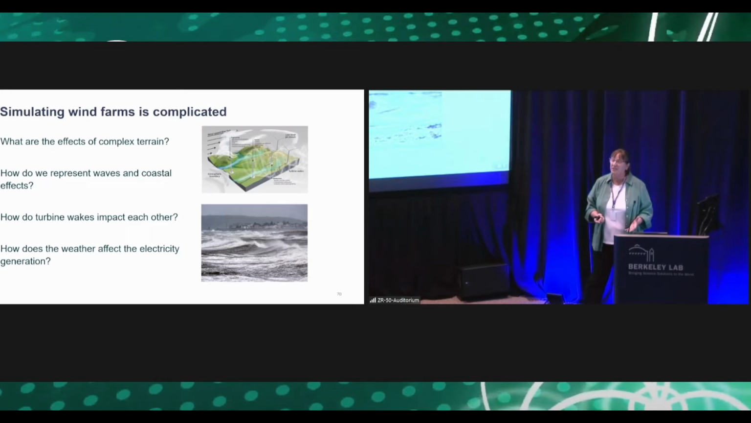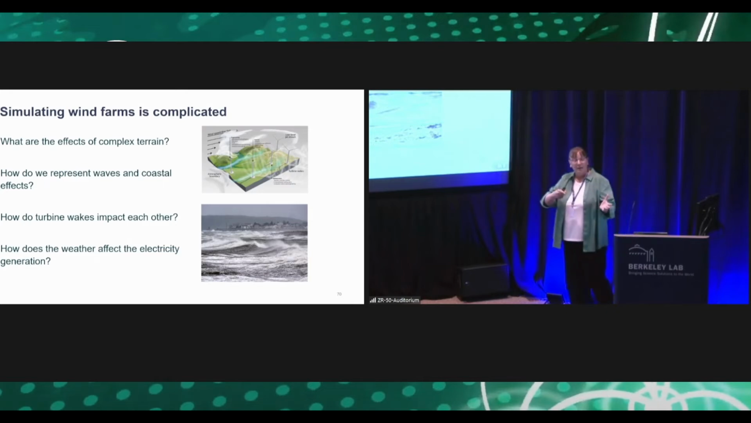Offshore, what are the effects of waves and coastal effects? Depending on how far out we're putting the turbines, they still feel the effect of being near the coastline. The waves change something we call the surface roughness, which changes the profile of the wind as we look up. If you get the wind wrong by a factor of 2, that's almost an order of magnitude in wind power. How do the turbine wakes impact each other?